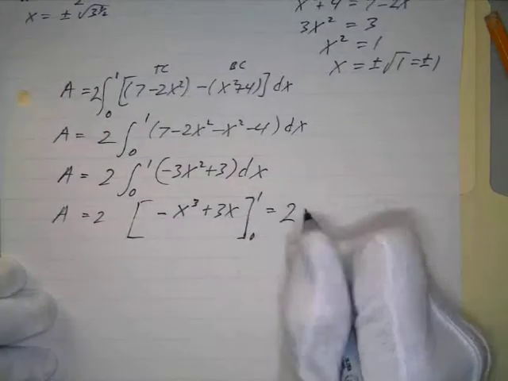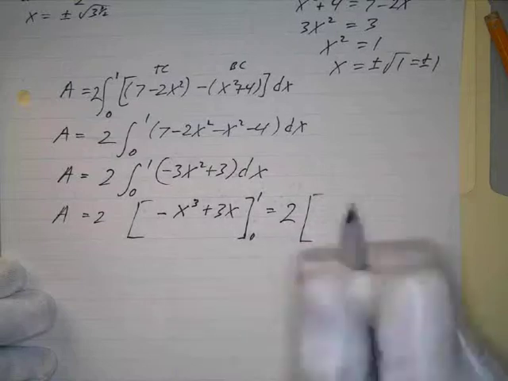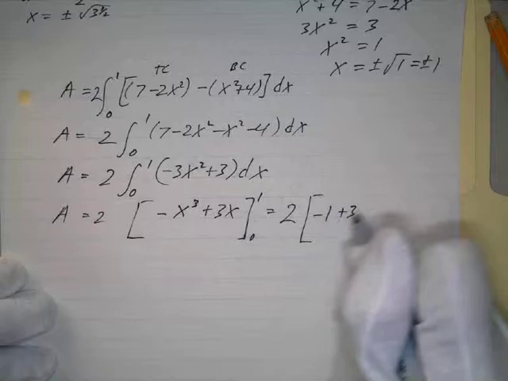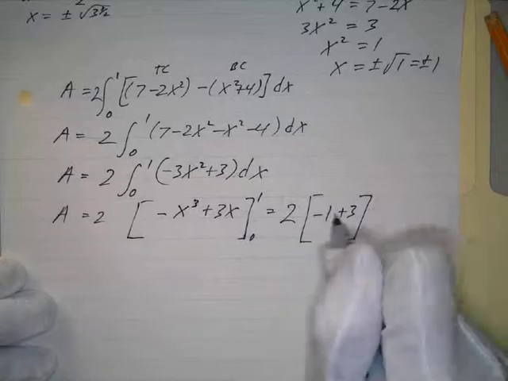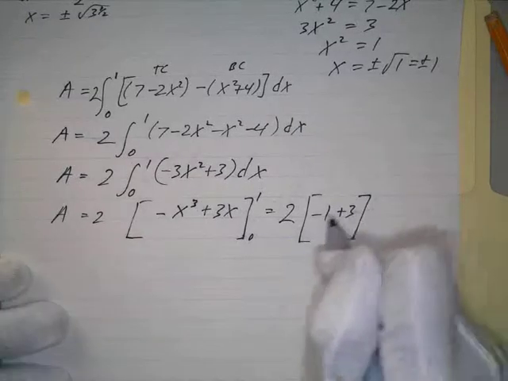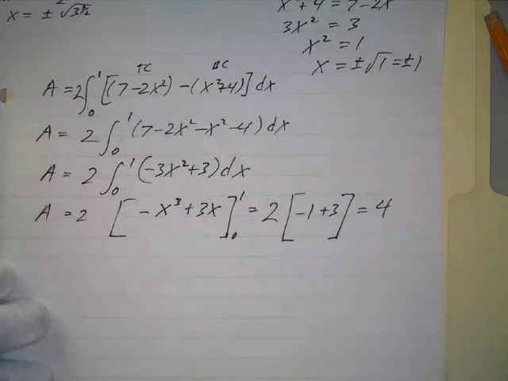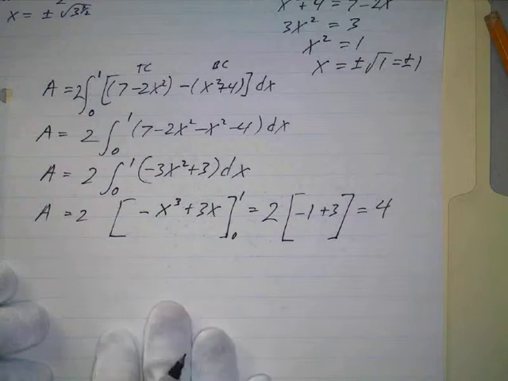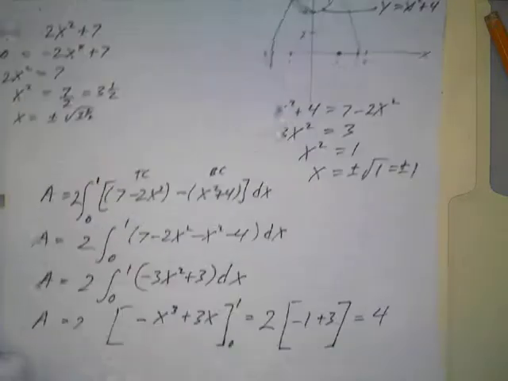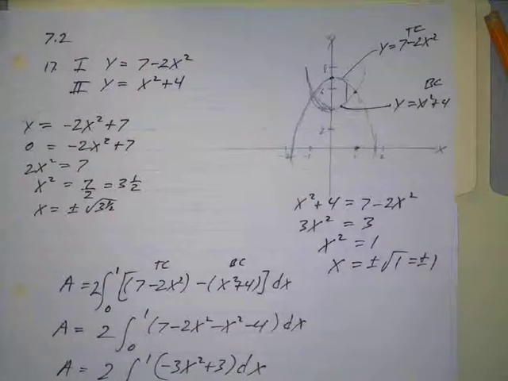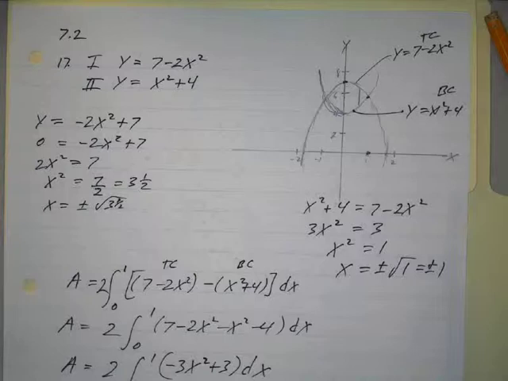So 2 times, if I put 1 in here, I've got negative 1 plus 3, and that's just 3 minus 1 is 2, and 2 times 2 is 4, so that's my area. Okay, so that wasn't too bad. Again, make sure you know how to sketch these things and how to figure them out. That's why I spent a little time doing these. Kind of review that. Okay? And those are some basic pre-calculus ideas.